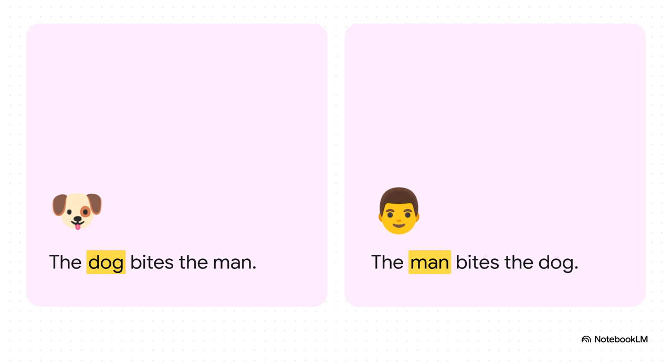All right, let's start with something we all know, English. Take a look at this. The dog bites the man. It is super clear who's doing the biting and who's getting bitten, right? It's all about the word order. Dog comes first, so the dog is doing the action. You flip it around, and suddenly you have a completely different and much more interesting news headline.